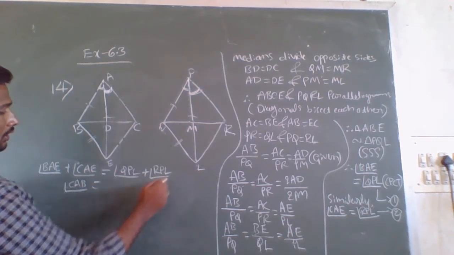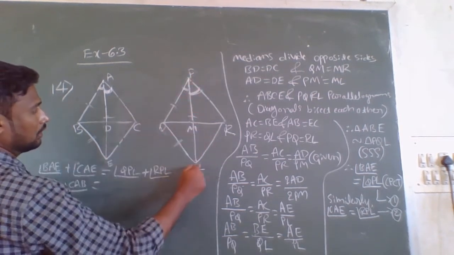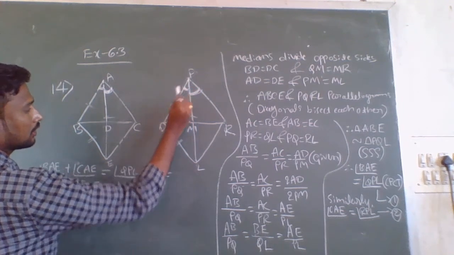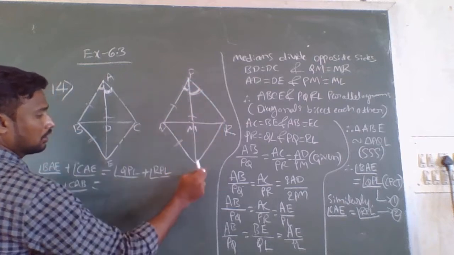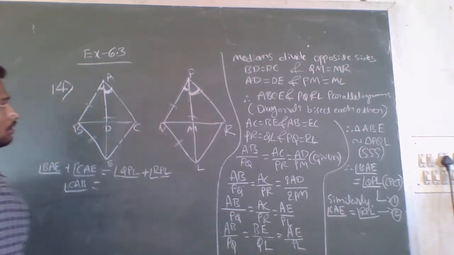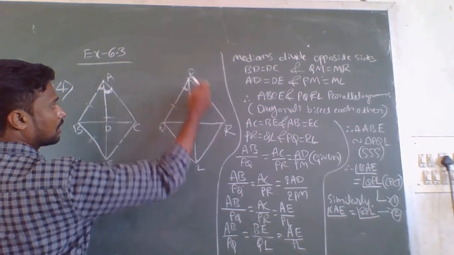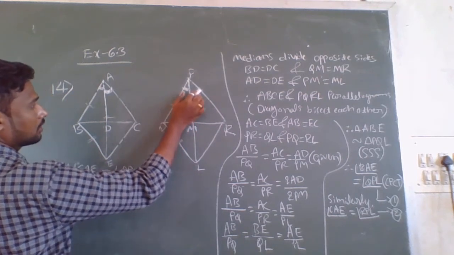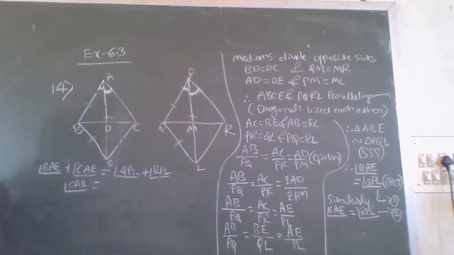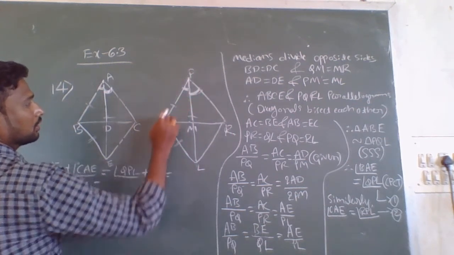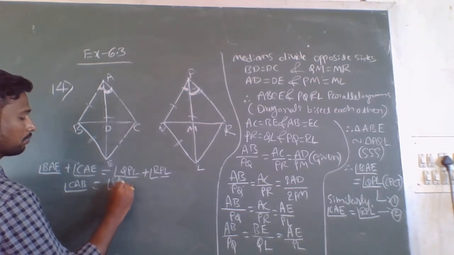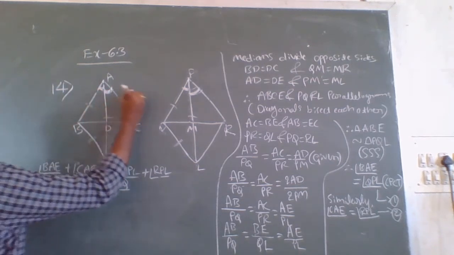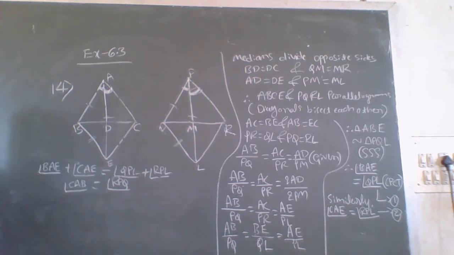angle QPL, means this angle, plus angle RPL, means this angle. So QPL plus RPL means these two angles. If you add these two angles, what will you get here? Angle RPQ. Here RPQ means this whole angle. Here I will write angle RPQ, means these two angles are equal now.